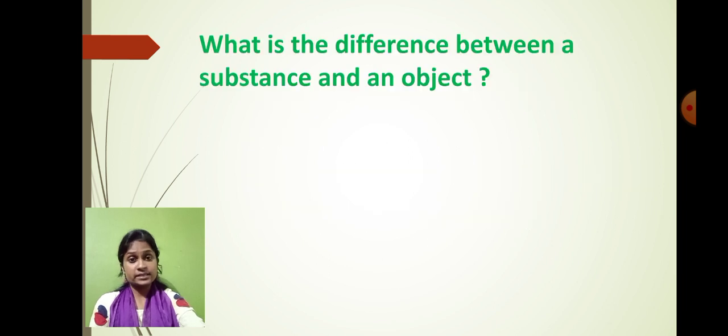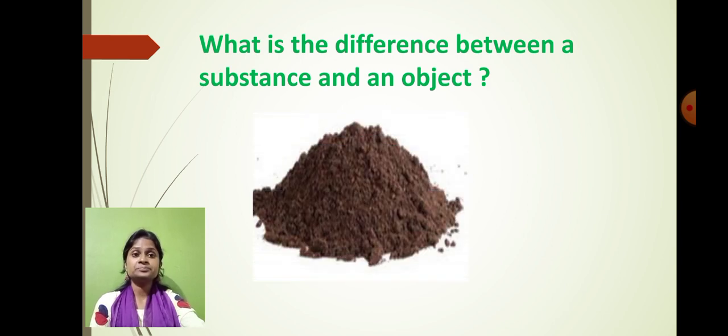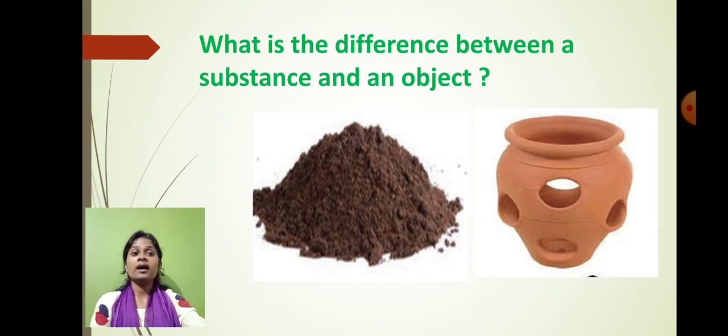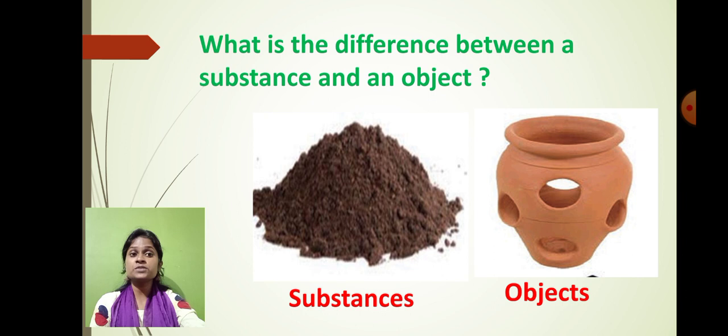So let's revise once again what we have learned today. We have learned the difference between substances and objects. Substances do not have a particular shape. Substances we directly get from nature. Soil is an example of a substance, and here is the object. Objects are made up of substances. When substances are given a particular shape, they give rise to an object. So this is the basic difference between substances and objects.